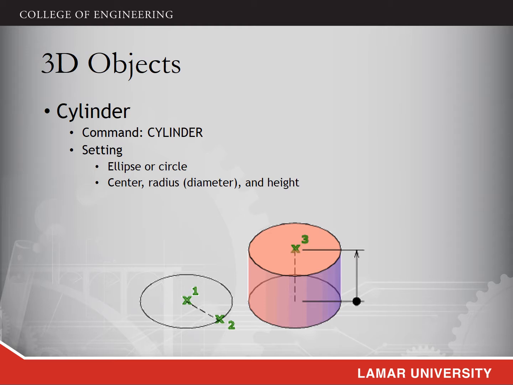The third object we will learn is a cylinder, and the command is just cylinder. With this command, we can generate a cylinder with either an ellipse or a circle base. To generate a new cylinder, we have to first identify the center and the radius or the diameter to identify the base, and then we just need to specify the height of the cylinder. And with these three parameters, we can complete the generation of a new cylinder under the three-dimensional environment.